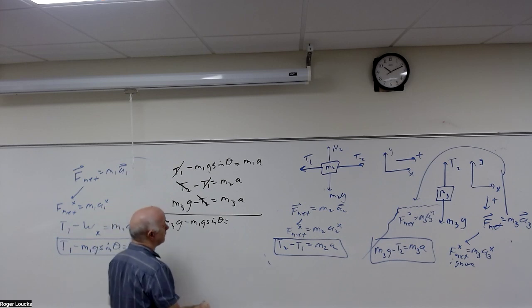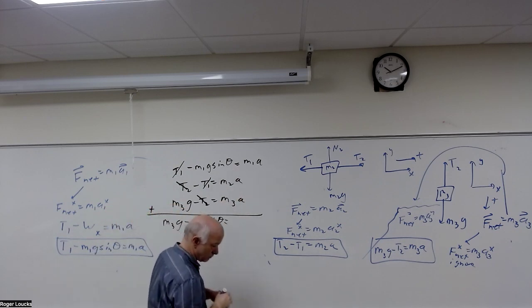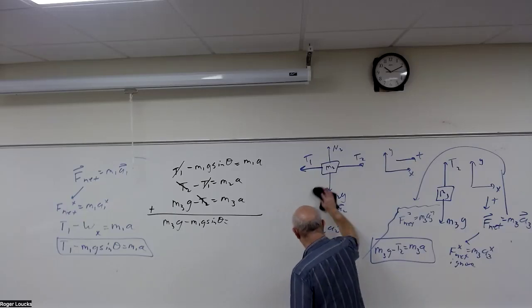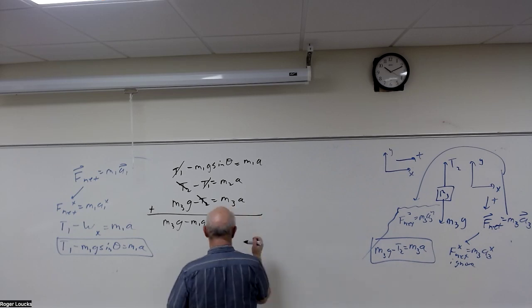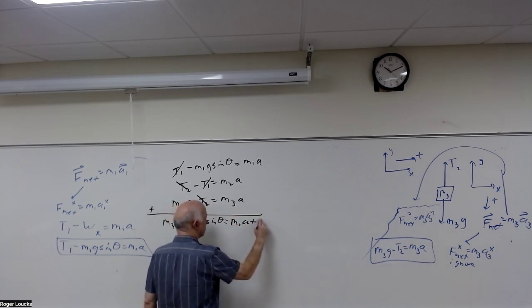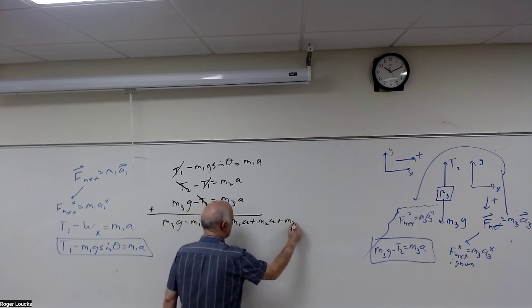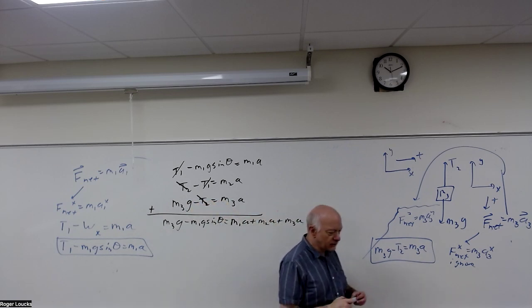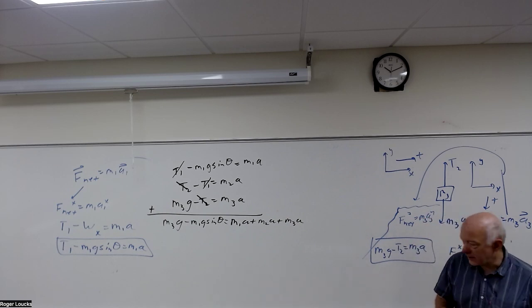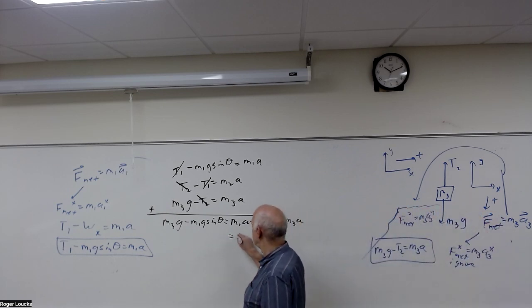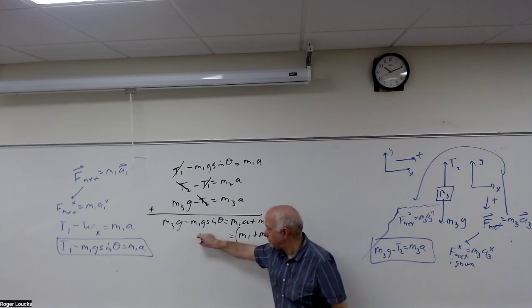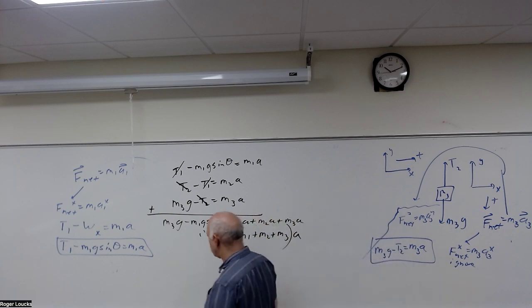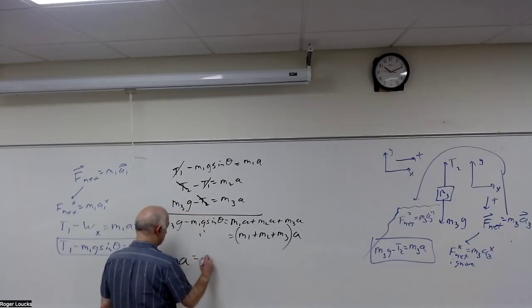What do I have on the right sides? This and this and this. I have M1A, M2A, plus M3A. What do I do on that right side? You pull out that A. I will divide through, and then this will be the same slide. Divide through by this prefactor, and Shazam, I have myself an acceleration.